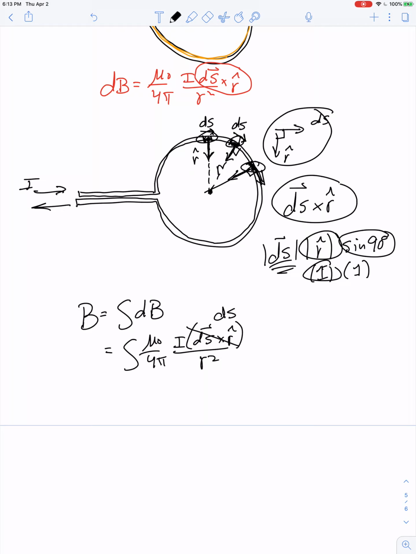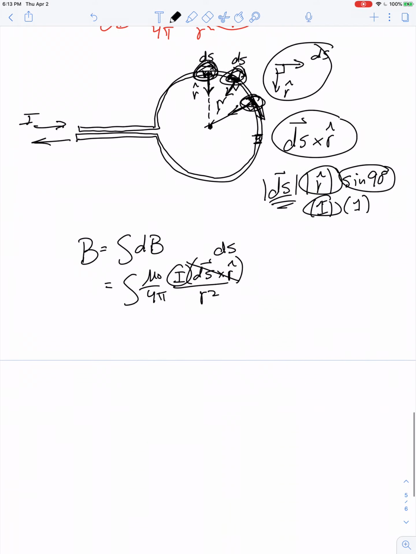And then the current I in this segment is the same as the current here, is the same as the current here. If every segment of the wire has the same current, then the current is a constant that can be pulled out of the integral. So this ends up being a very easy calculation, even though we're saying this is a brute force method. It's not too brutal, so to speak. So we have mu naught I over 4 pi times the integral of ds over r squared.